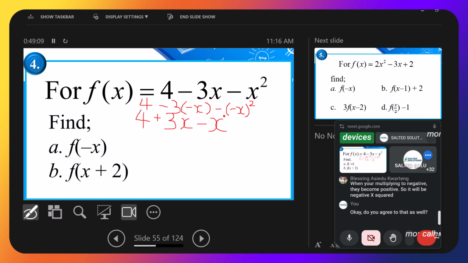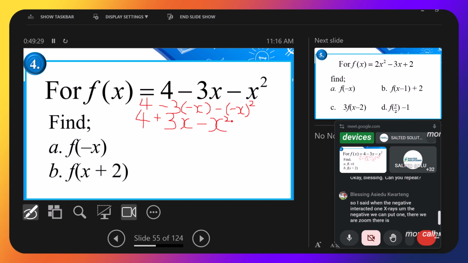Please, can you repeat it again? Okay, Blessing, can you repeat? Okay, so I said when the negative into the bracket x squared is, the negative, we can put one there. We assume there is one. So negative one into bracket negative x squared. So when you're multiplying two negatives, they become positive. So that's why the x squared is positive. Are we okay with that?